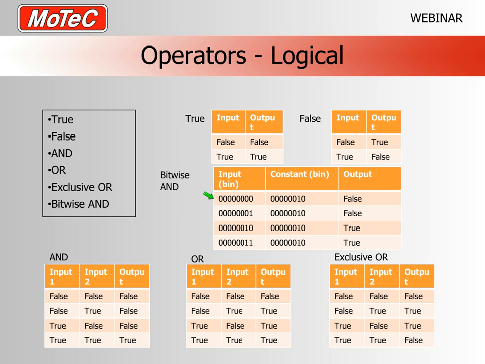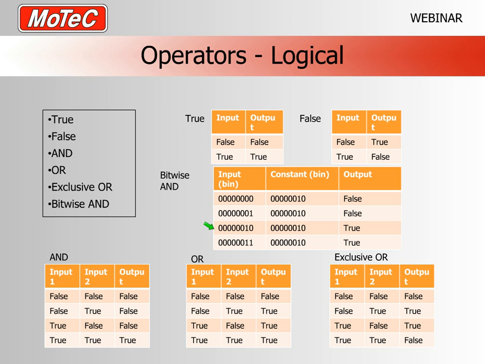So if we look again at the first one, none of them are turned on. Our constant is looking for bit 1 only, so the output is false. In the second instance, we might have this 1 representing the first injector being turned on, and our binary constant is looking at the second bit. So again, the output is false.